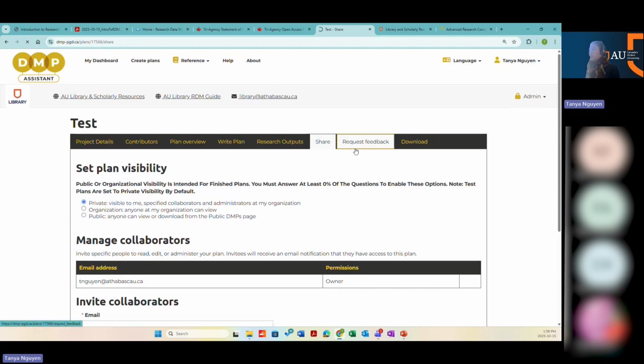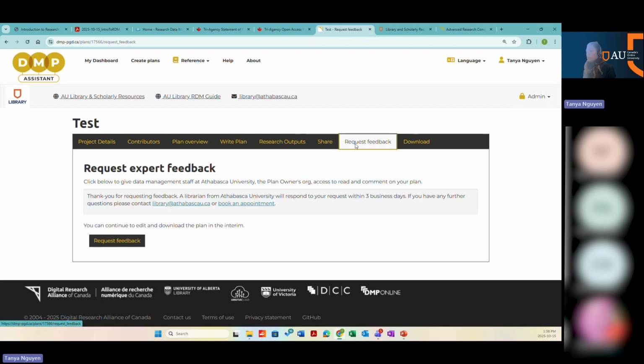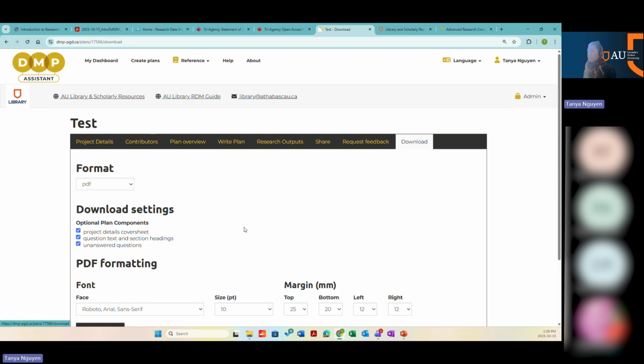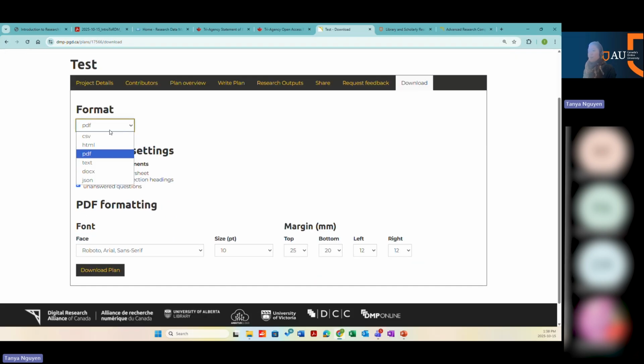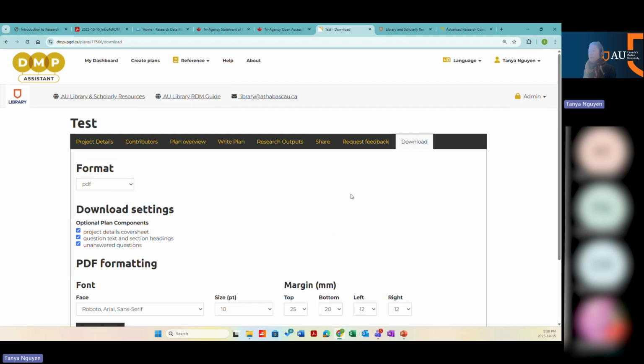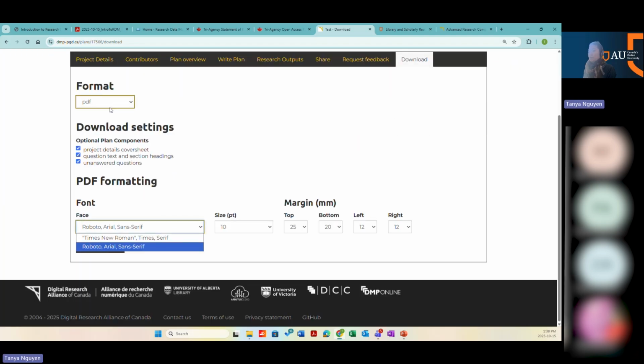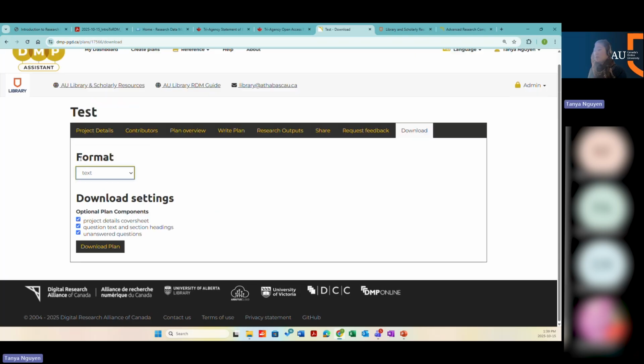And as I mentioned before, if you use your AU email, you get access to these links, but you also get access to this request feedback button. And once you're done your plan, you can click this button and we can take a look at your plan. And there's a download button here as well if you prefer to have a copy outside of this platform. You can download it as a CSV file, but you can also download it as a text file as well. Okay.